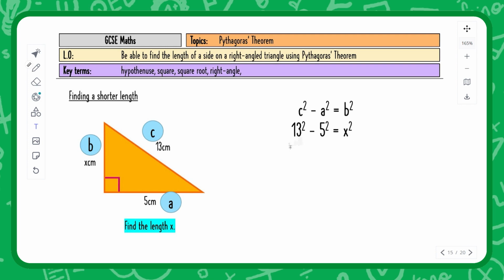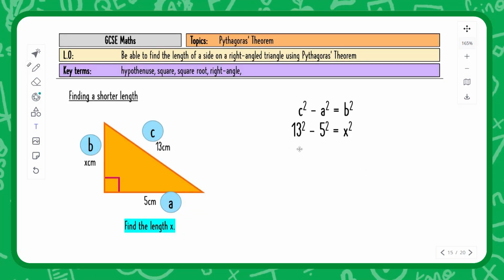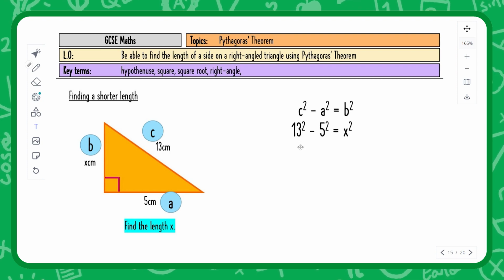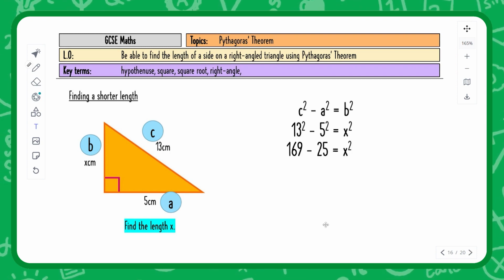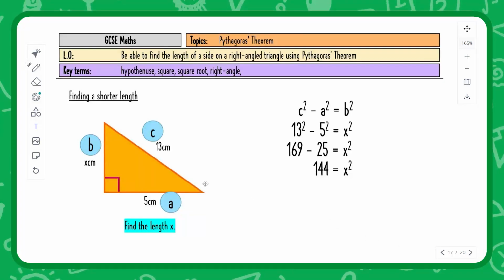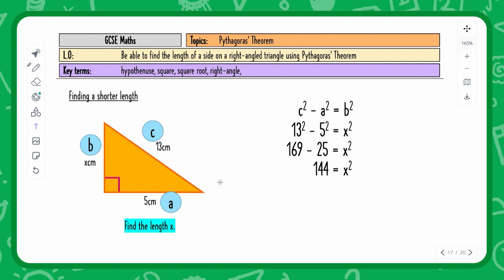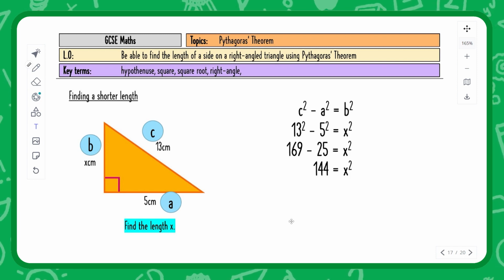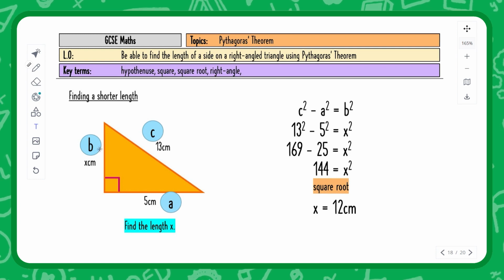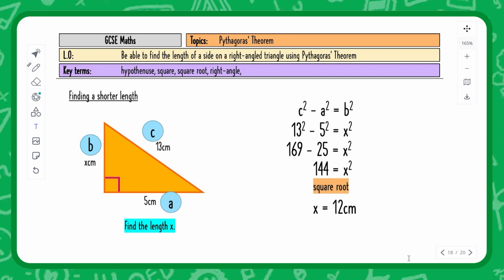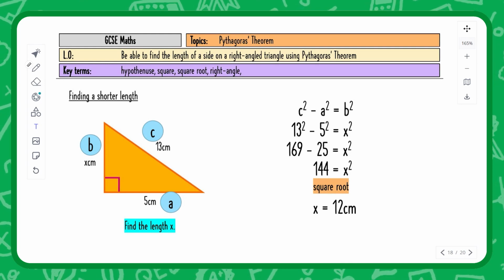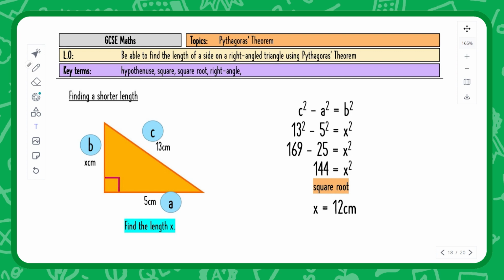Again, the next line of solution should be just working out what 13 squared is and what 5 squared is. Remember, that's 13 times 13 and 5 times 5. Take the two values away and you've got x squared. We are looking for just x, so I'm going to square root that. That gives you a length of 12 centimetres. So we've just used the theorem to find not only the hypotenuse, but also one of the shorter sides as well.